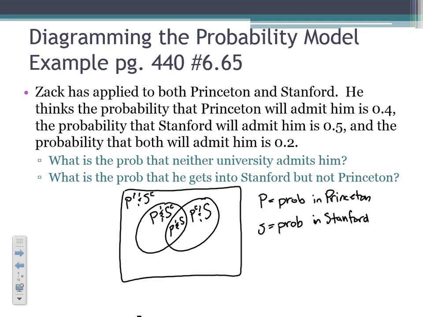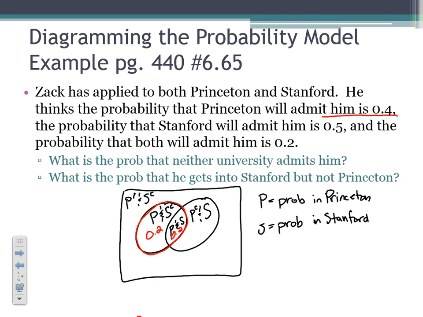All right? Now, using the information that we're given, we can go back and assign some numbers to these areas. So, let's begin. Where I like to start is in the intersect area of the probability, and we'll expand out from there. The probability that both admit him is 0.2. So I'm going to label that in the intersect area. Now, as I go back through the problem, they tell me the probability that Princeton will admit him is 0.4. Princeton right now is being represented by 2 areas. This entire circle here is representing Princeton, but we already have a number within that circle: the probability of Princeton and Stanford is 0.2. So if that total circle is worth 0.4, all I have left for this area is another 0.2.